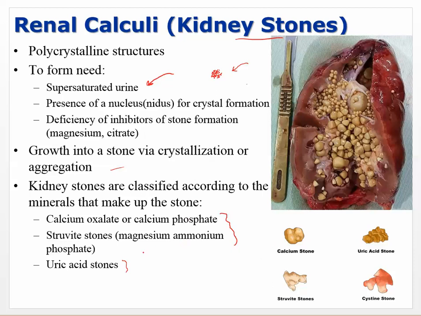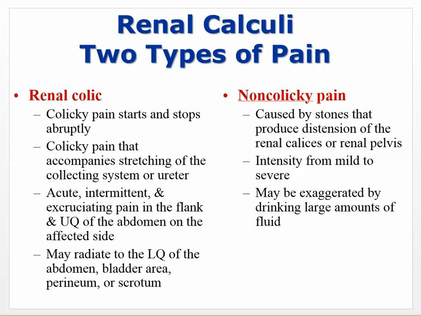So basically you can get gout in your kidney, or you can get kidney stones in your toe, whatever, but that's caused by this supersaturation of uric acid, too much uric acid. Okay, so they hurt, they're painful. So we have a couple of different terms.